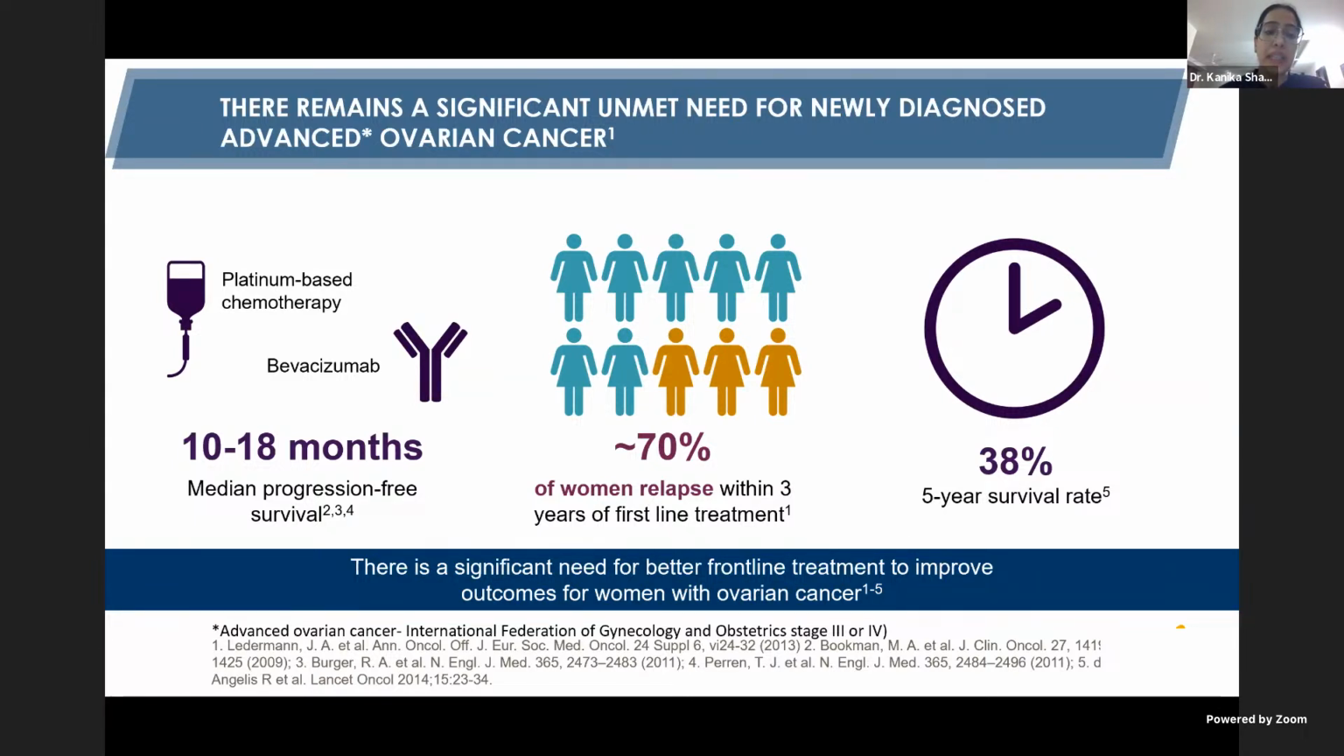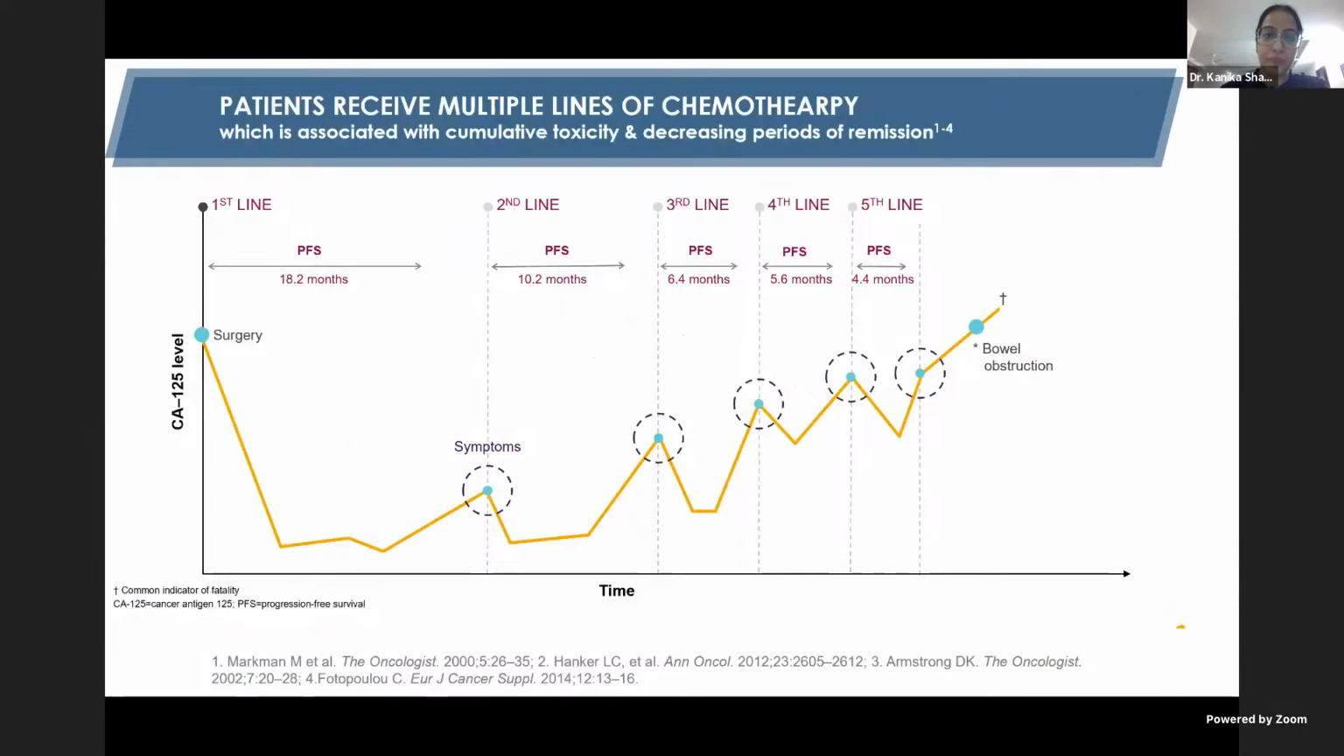The median progression-free survival is 10 to 18 months, and that may extend to 2 years, but within this time period the patient either has an asymptomatic rise in CA-125, or starts having pain abdomen, or bowel obstruction symptoms start appearing again. The 5-year survival rate is very dismal at only 38%, and there is a significant need for a better frontline treatment so we can prolong this disease-free interval.